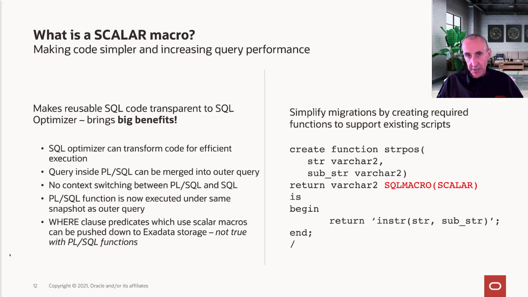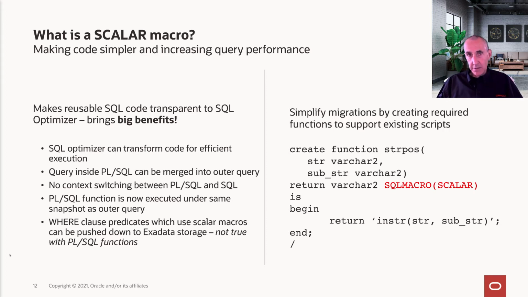I've got a Postgres database. I want to move that to Oracle. Guess what? I've got loads of scripts where I use string pos. Oracle doesn't have string pos. We use in-string. How do I get around that problem?